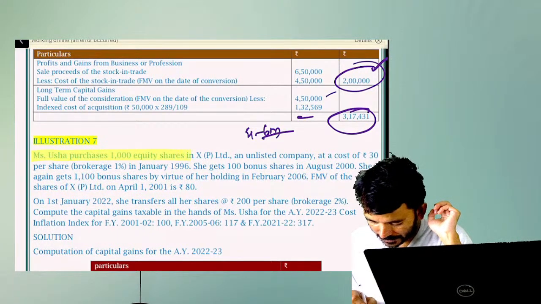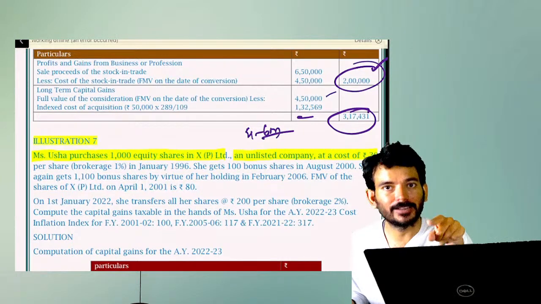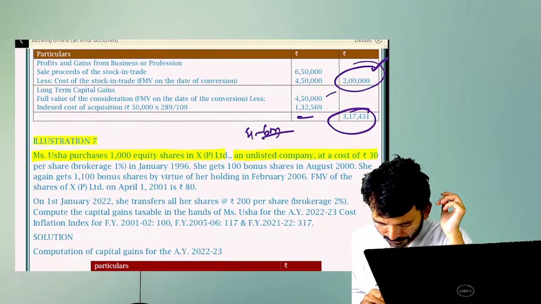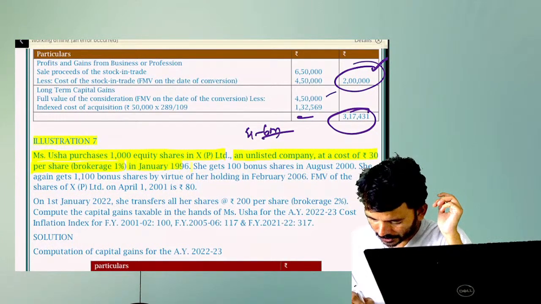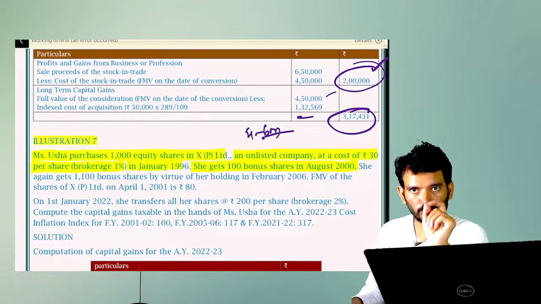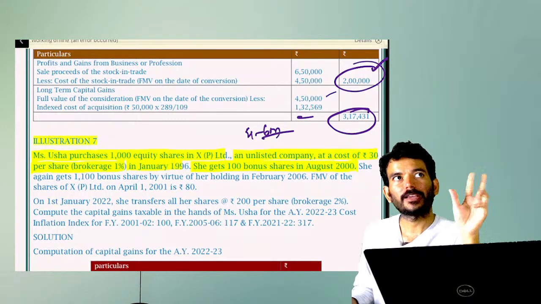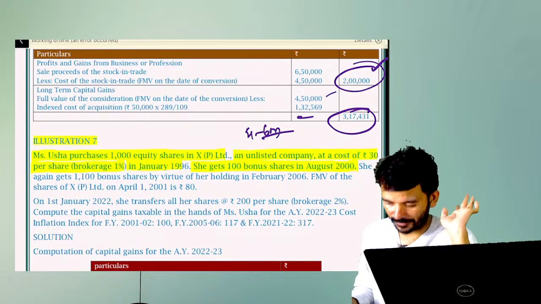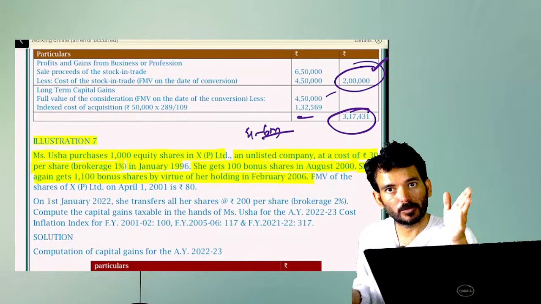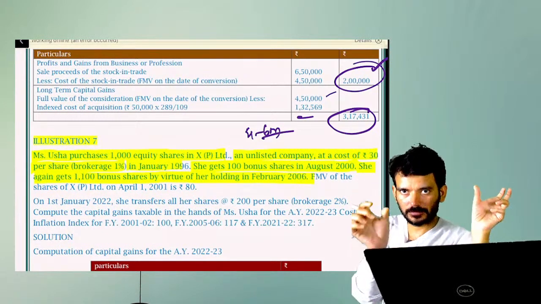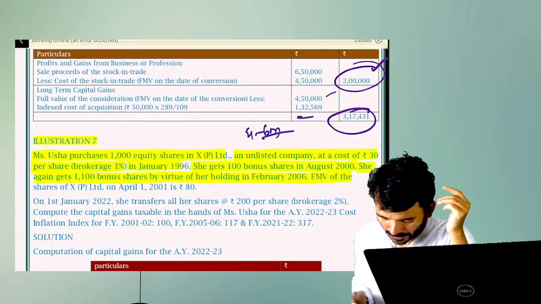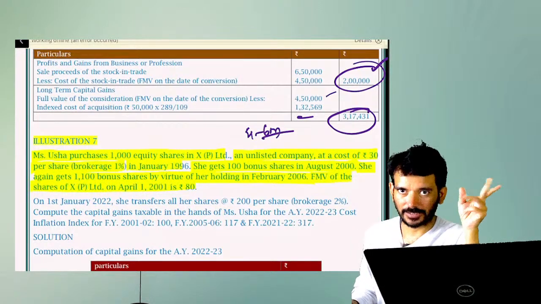Usha purchased 1,000 equity shares in P Limited, an unlisted company, at a cost of 30 per share, brokerage 1%. She got 100 bonus shares in August 2000, before 1st April 2001. It means you have an option of taking cost or fair market value, whichever is higher. This option is there for you. She again gets 1100 bonus shares by virtue of her holding in February 2006. 100 shares she got before that cutoff date, and 1100 shares one more time. FMV of the shares on 1st April 2001 is 80, so you can take that 80 as your cost of acquisition.